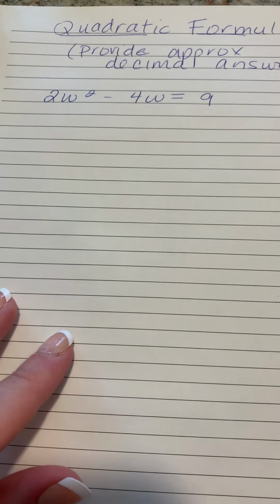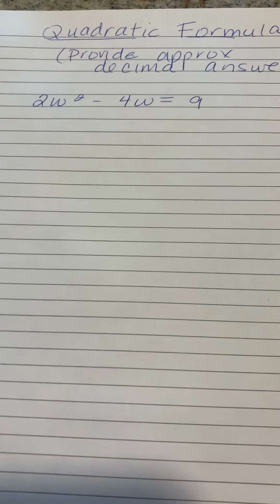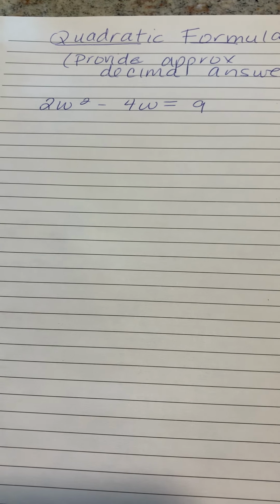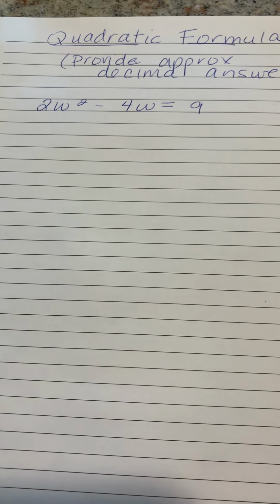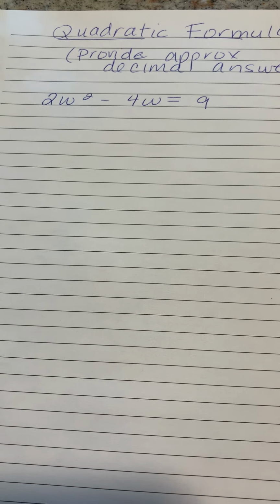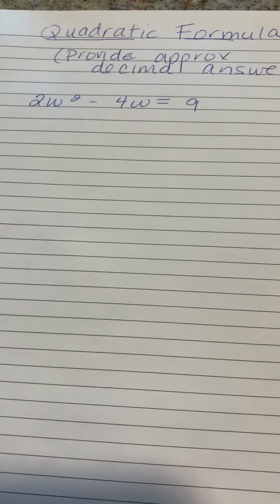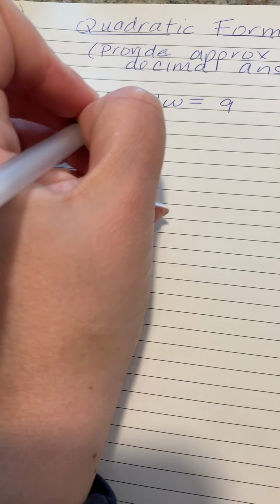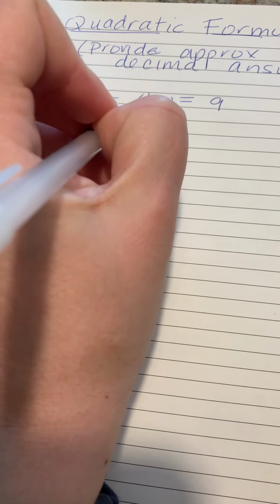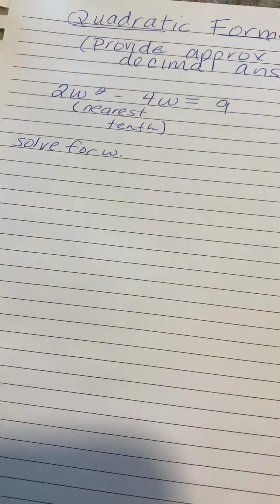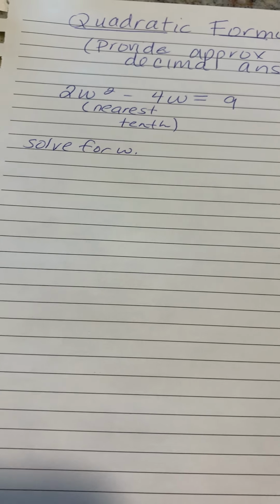I'm going to do this problem with you, and I'm going to show you how you would provide the approximate decimal answer, like they're asking on Delta Math. They ask this sometimes if they want the problem to the nearest tenth or hundredth or whatever. We'll do nearest tenth, so let's write that in parentheses. They'll ask you to solve for w, or whatever the variable is. In this case it's w.